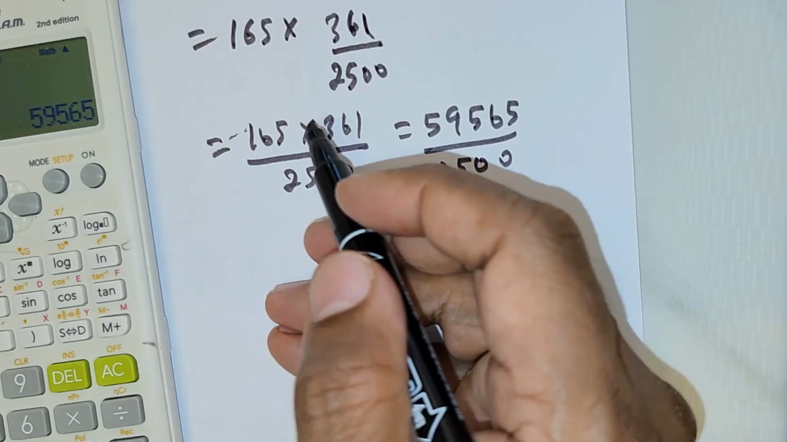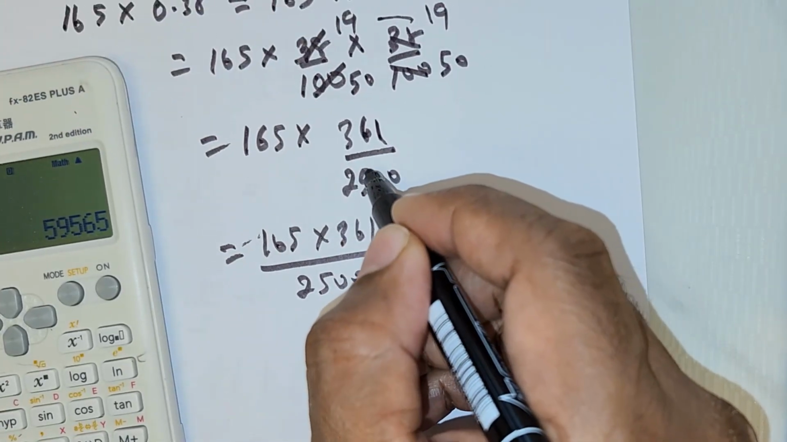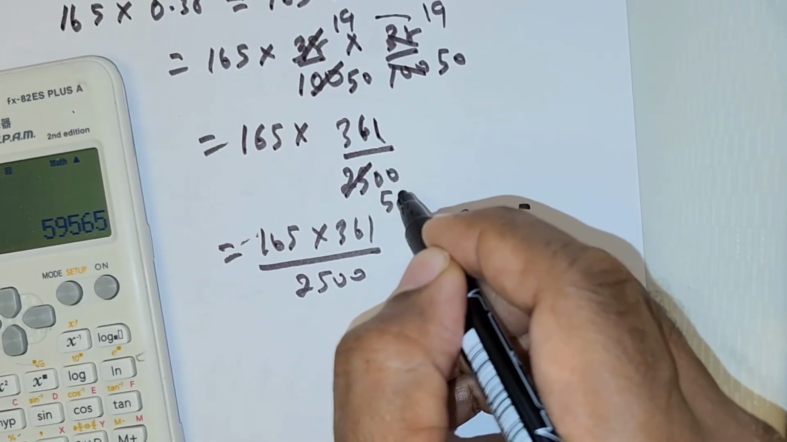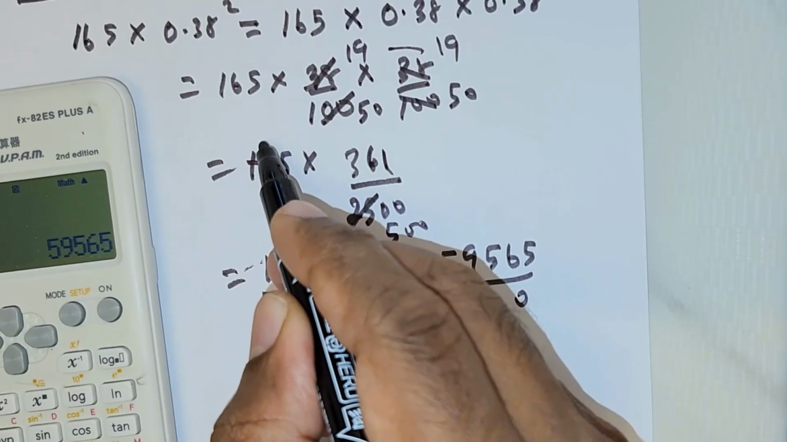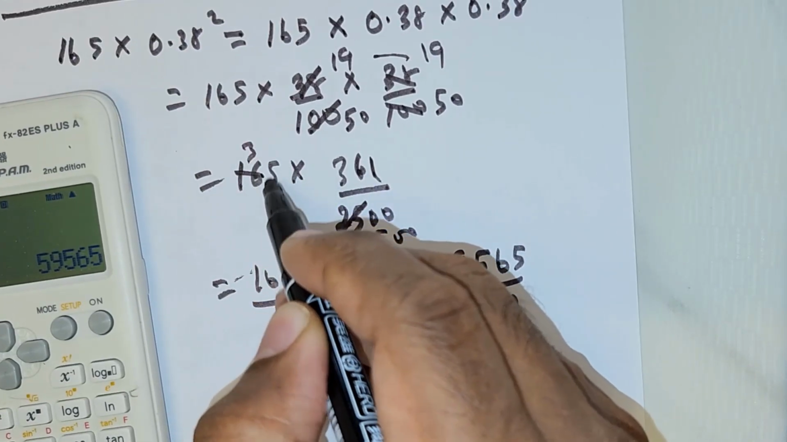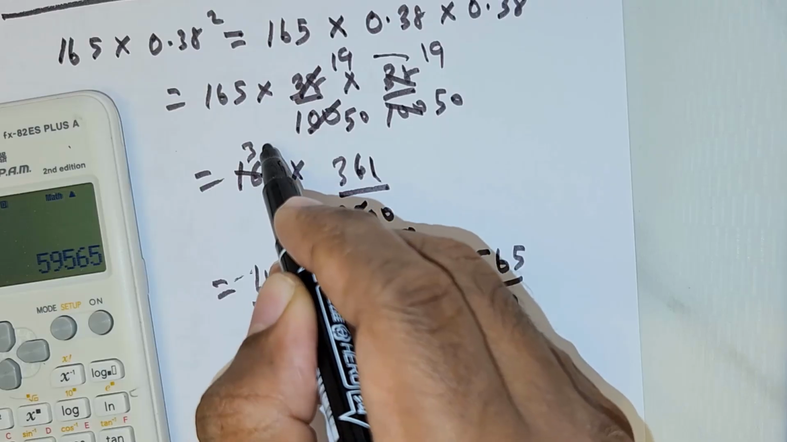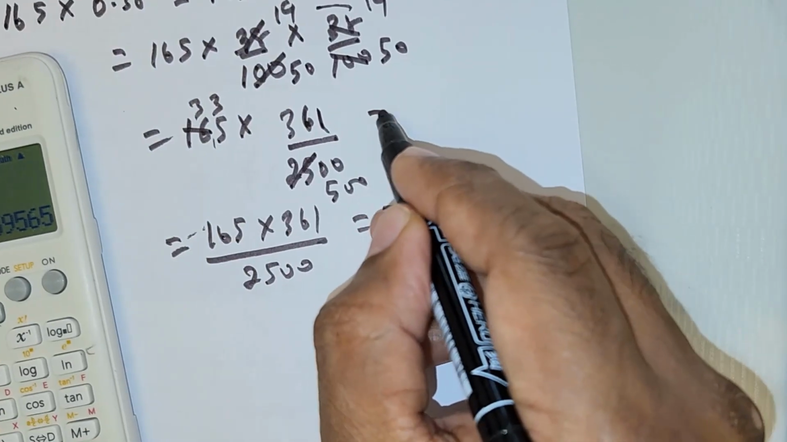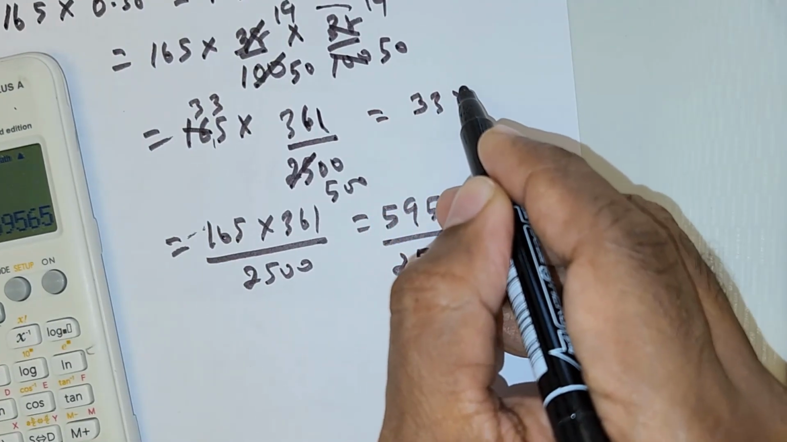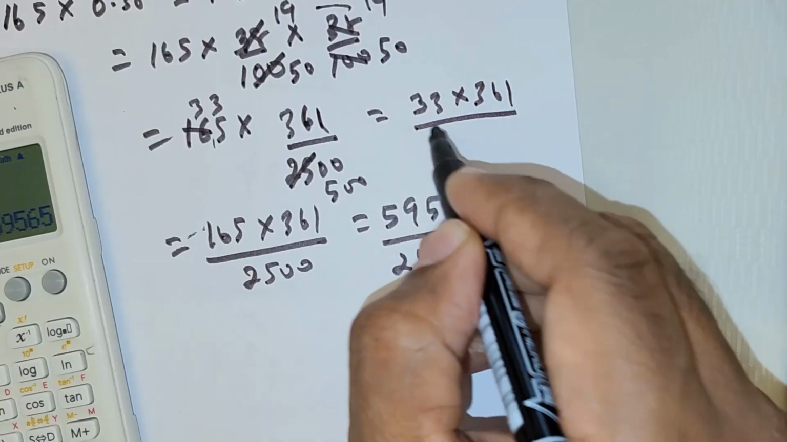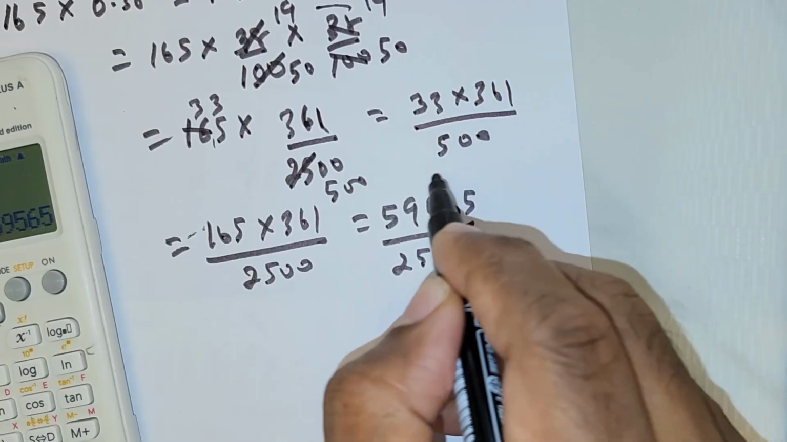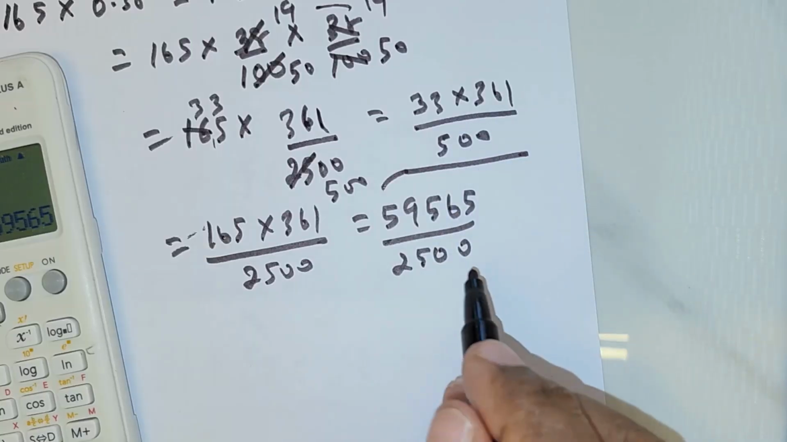Okay, so if I were to reduce this right over here, 5 divides here 5 times, 5 divides here 3 times, 15, and 1 again 3 times. So I would have 33 times 361 divided by 500. So you will have to multiply these two.